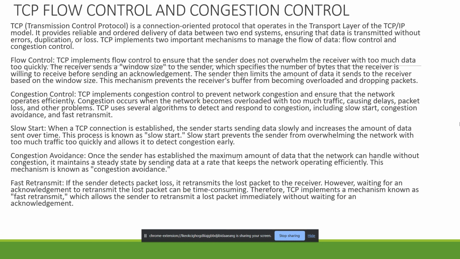Congestion control is implemented to prevent network congestion and ensure that the network operates efficiently. Congestion occurs when the network becomes overloaded with too much traffic, causing delays, packet loss, and other problems. TCP uses a variety of algorithms to detect and respond to this congestion, which include slow start, congestion avoidance, and fast retransmit.